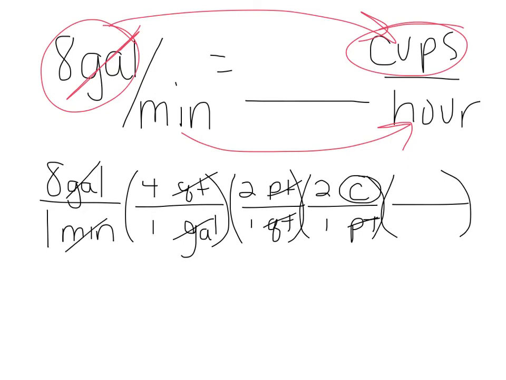Now I need to get rid of my minutes. Remember, minutes is on the bottom, so it needs to go on the top. And the minutes is going to go to hours. And I know there are 60 minutes in 1 hour. So now minutes are canceled out, and now I have cups over hours.